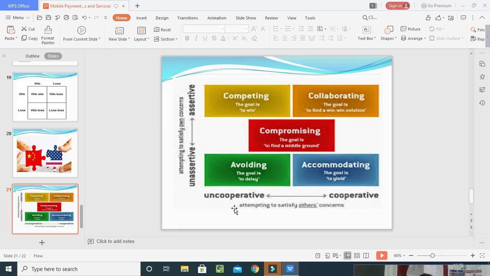See here, so this is a picture where we are learning. Nowadays every company is focusing on the cooperative model. That means there should be a win-win situation on both sides. So with this we have completed half of the unit in e-business. I hope students will understand the concept.